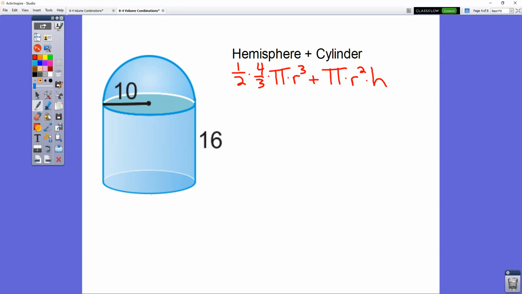Give you about 30 more seconds or so. Find it both ways, rounding to the nearest tenth and leaving it in terms of pi, please.